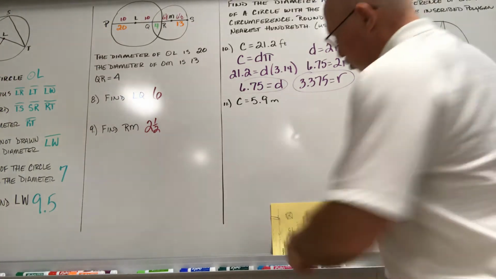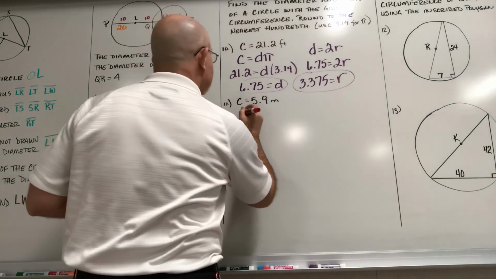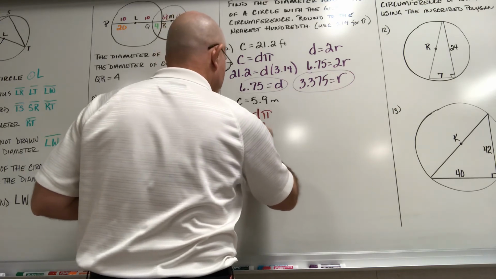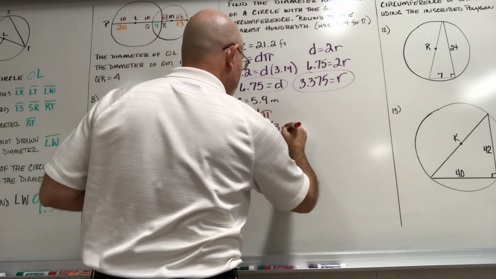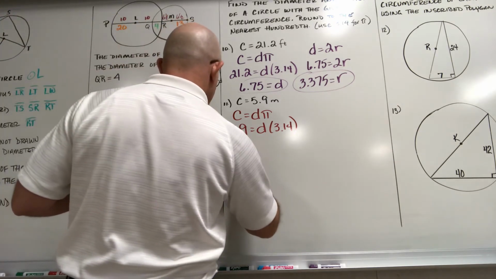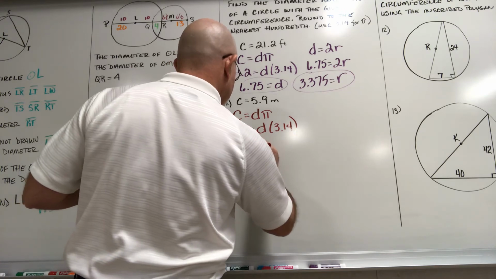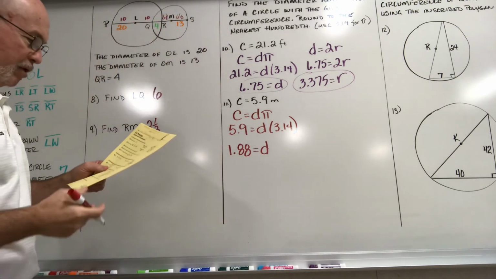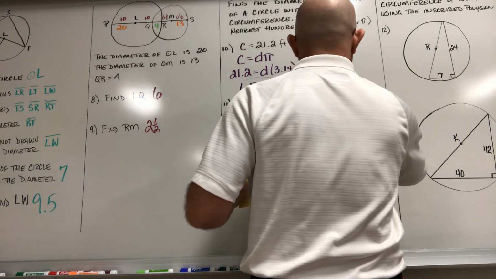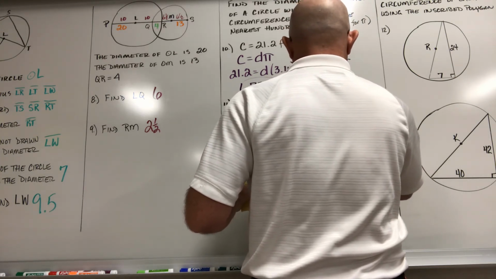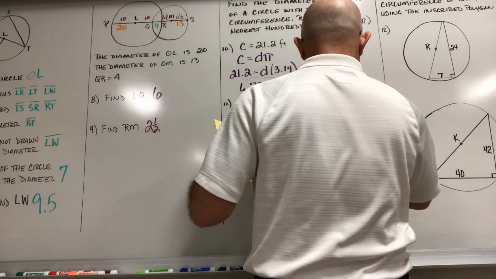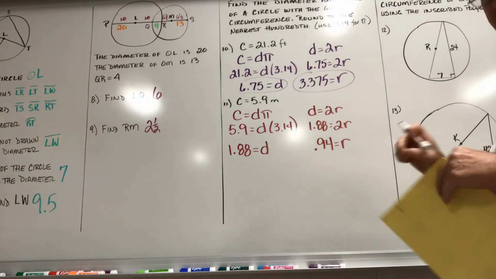Here we go. We've got a circumference of 5.9. We're going to do the same concept here. There's our setup. Now we're just going to divide, nothing more. So there's our diameter. Now we do the same thing. We divide it in half. There's that answer.